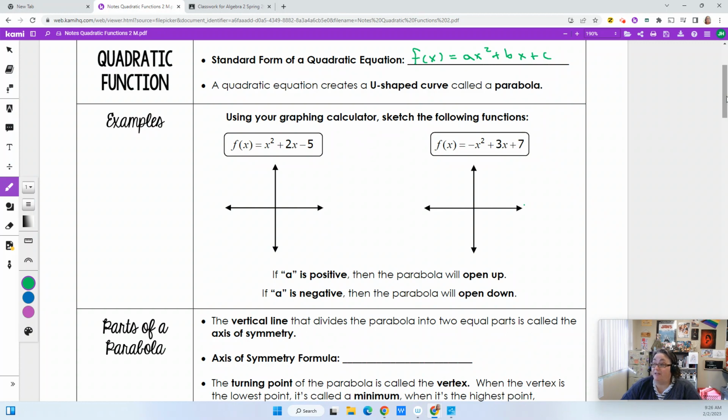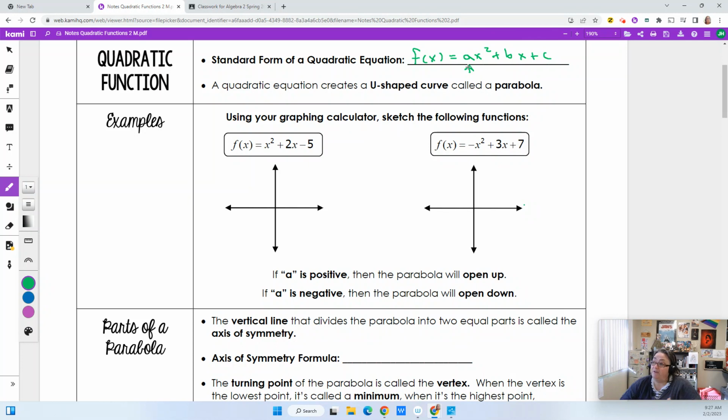I'm going to give you a general idea of what the graphs of these functions look like, because the more important part is what we're trying to show: if your a value is positive, that number in front of x squared right here, your graph is going to open up. And if it's negative, your graph is going to open down.